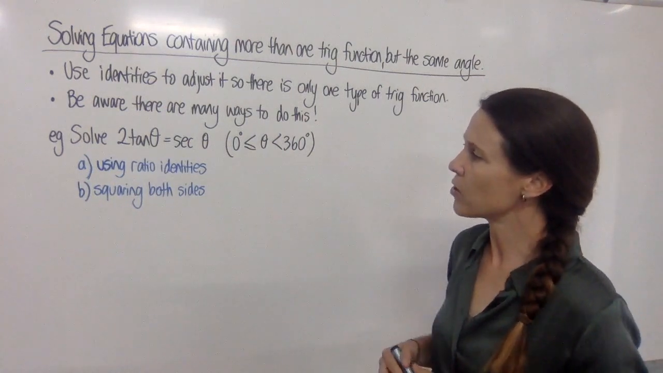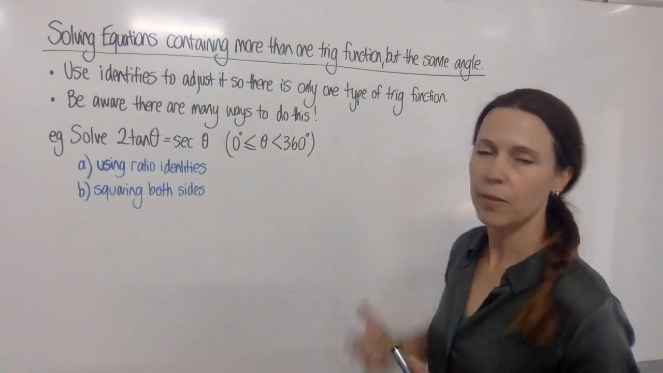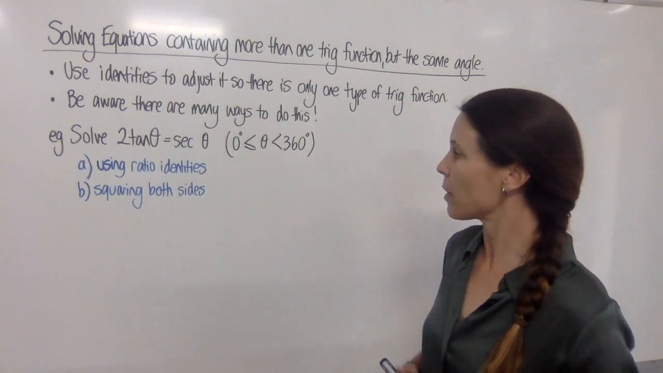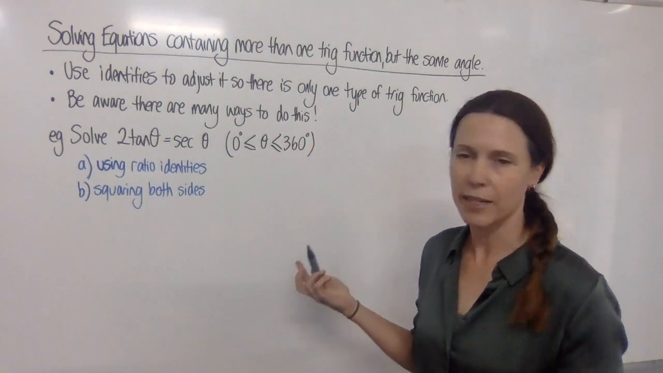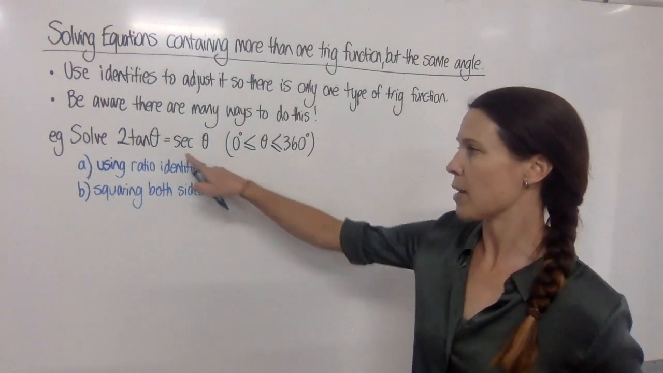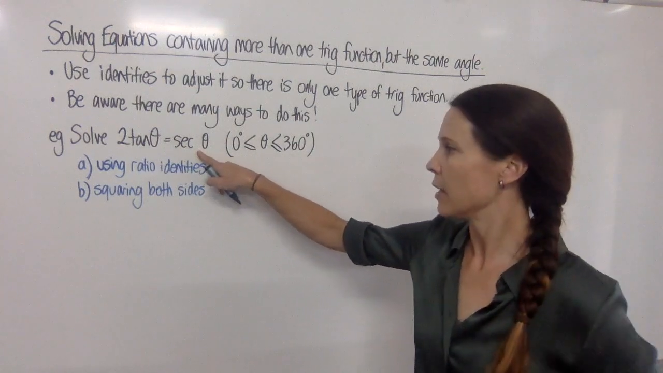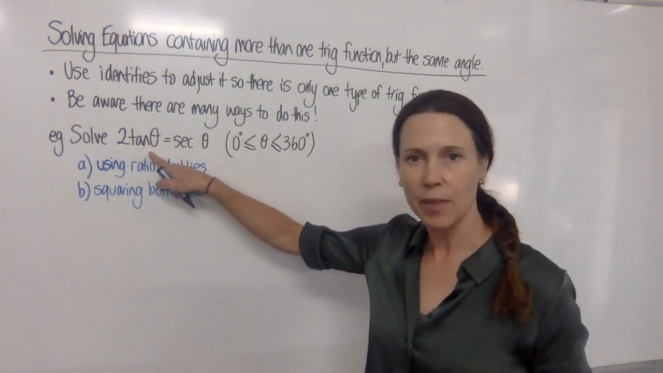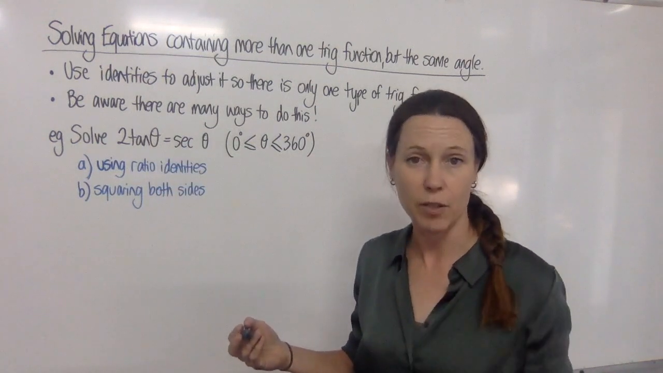So we're going to solve 2 tan theta equals sec theta between 0 and 360 degrees, so that tells us straight away we're working in degrees. And we're going to start by doing it using ratio identities. Now, what are ratio identities? Well, they're just those simple ones. For example, what is sec theta? It's 1 over cos theta. Can we express tan theta any other way? Well, it's 1 over cot theta, or we could say it's sine theta over cos theta.